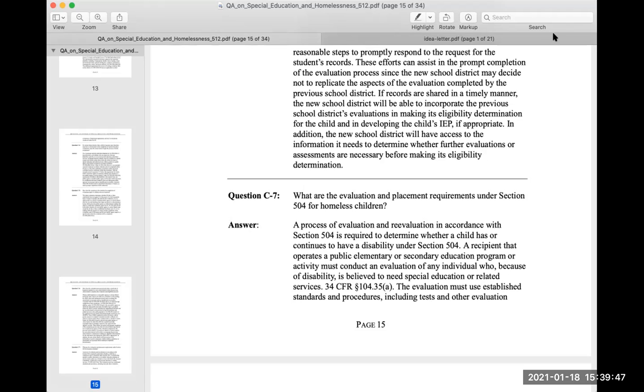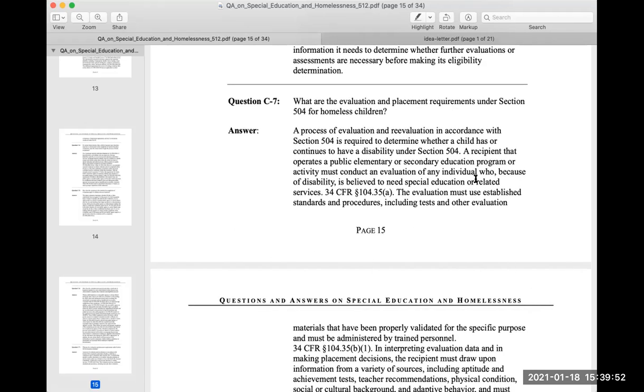A process of evaluation and re-evaluation in accordance with Section 504 is required to determine whether a child has or continues to have a disability under Section 504. A recipient that operates a public elementary or secondary education program or activity must conduct an evaluation of any individual who, because of disability, is believed to need special education or related services. 34 CFR paragraph 104.35(a). The evaluation must use established standards and procedures, including tests and other evaluation materials that have been properly validated for the specific purpose and must be administered by trained personnel.